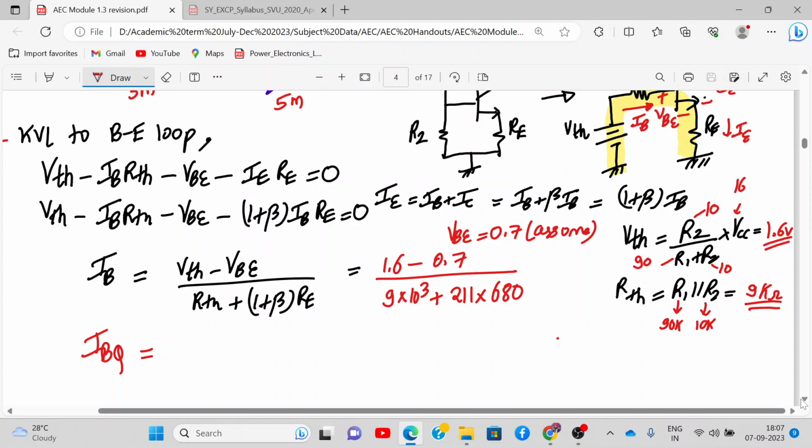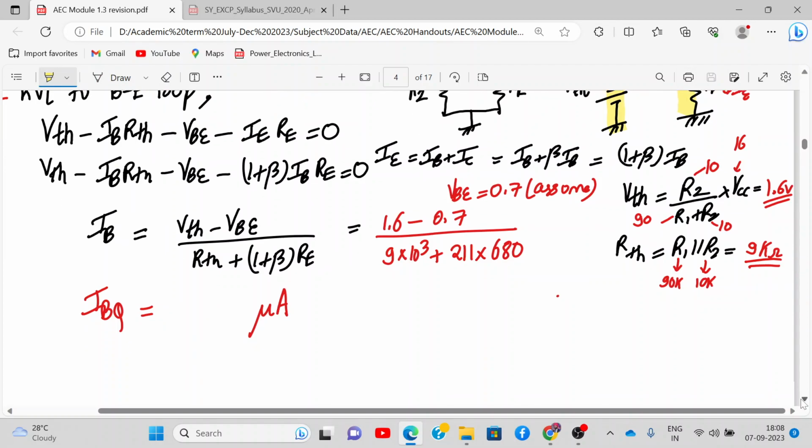Okay. Hello. Anyone got the value of IBQ? IBQ you will always write in microamperes. So it is 5.9 microamperes. Yes, it's correct. 5.90 microamperes. That's the correct value.